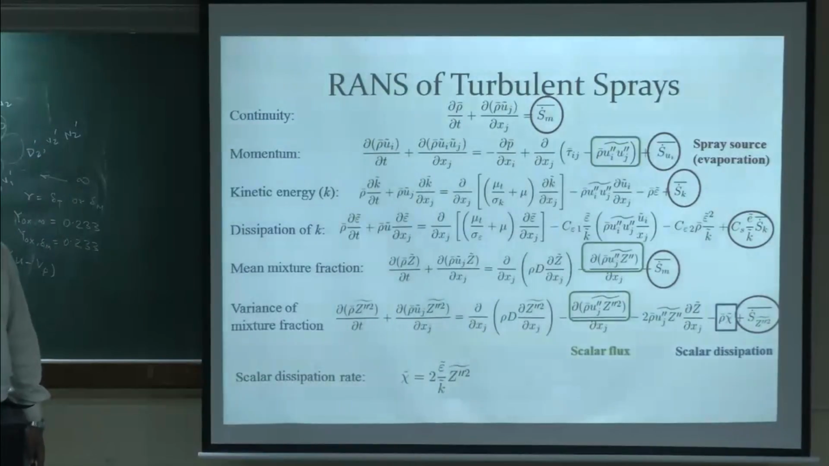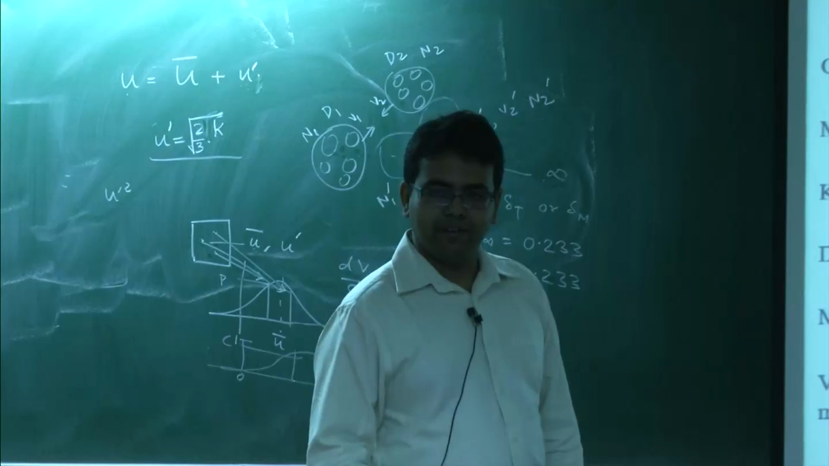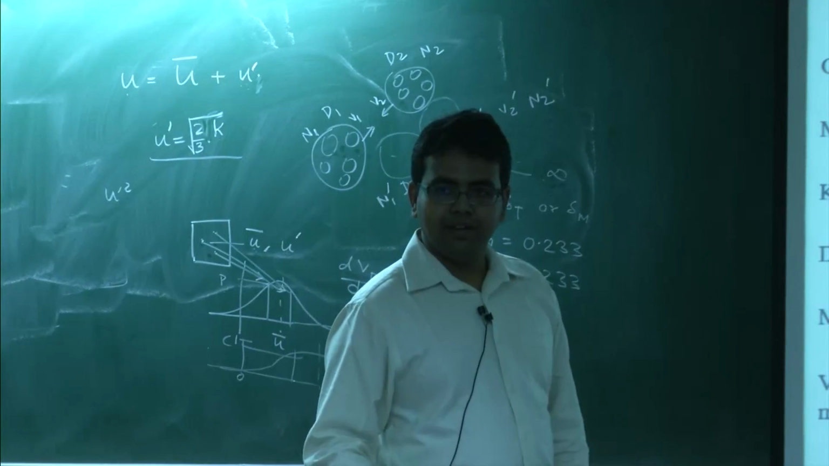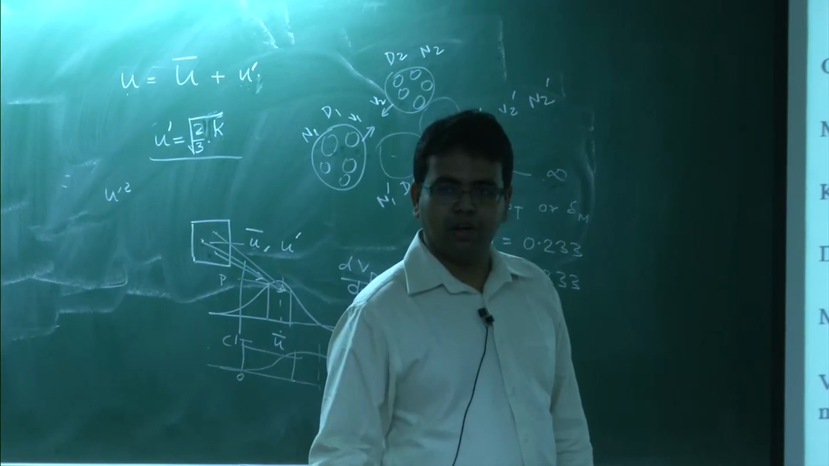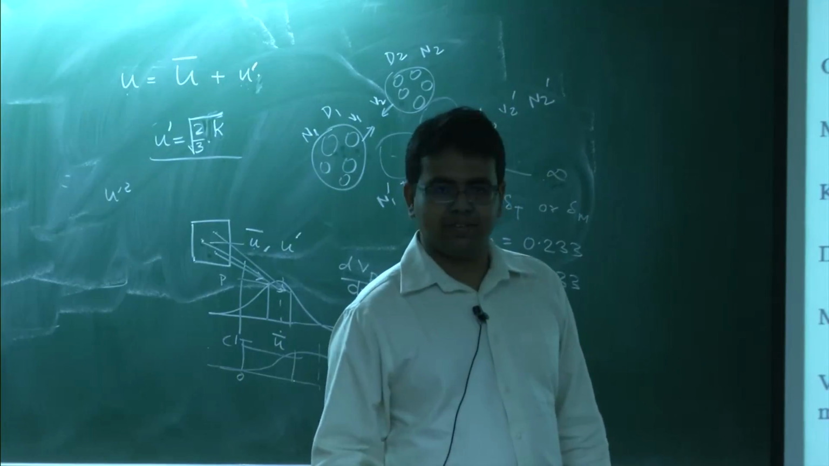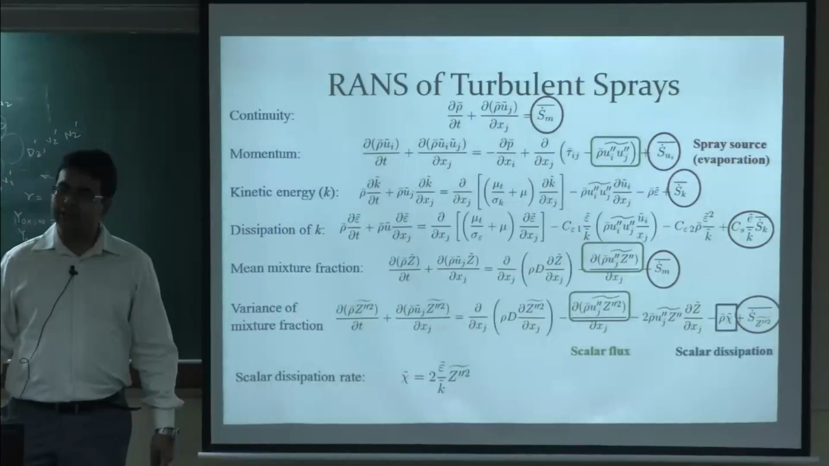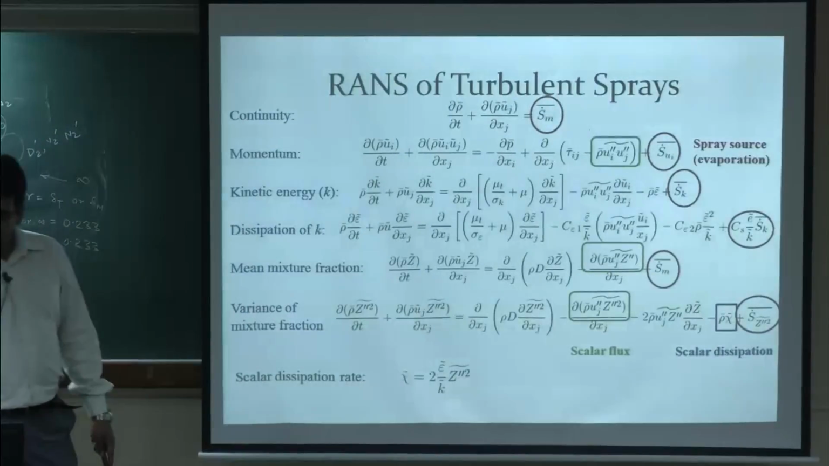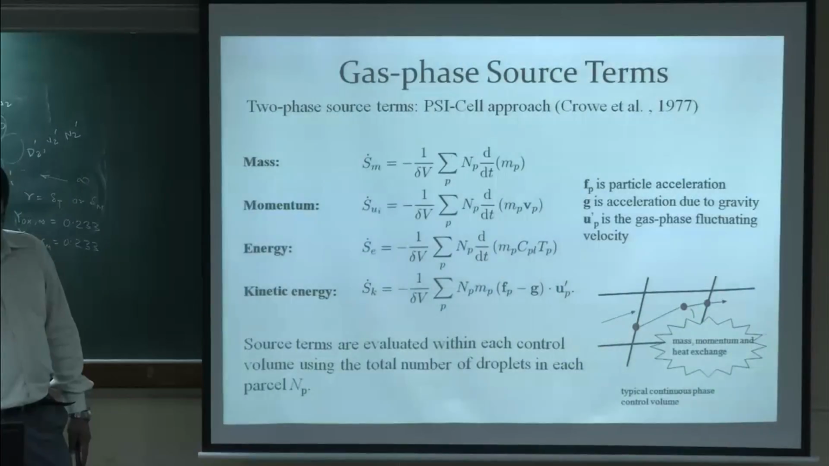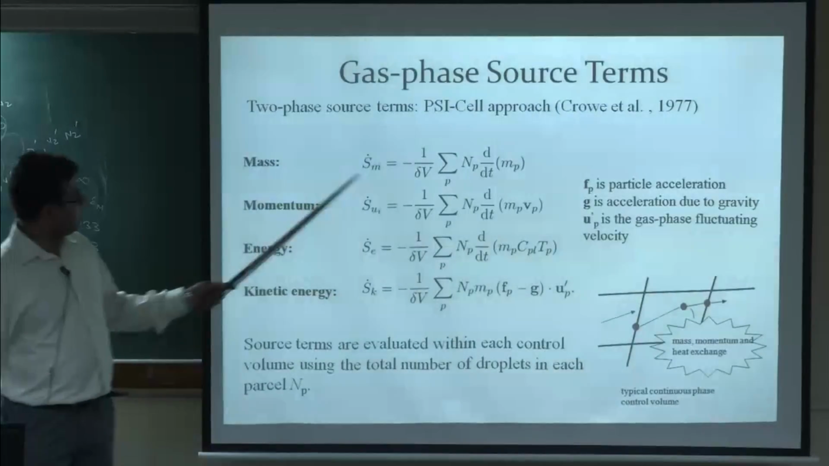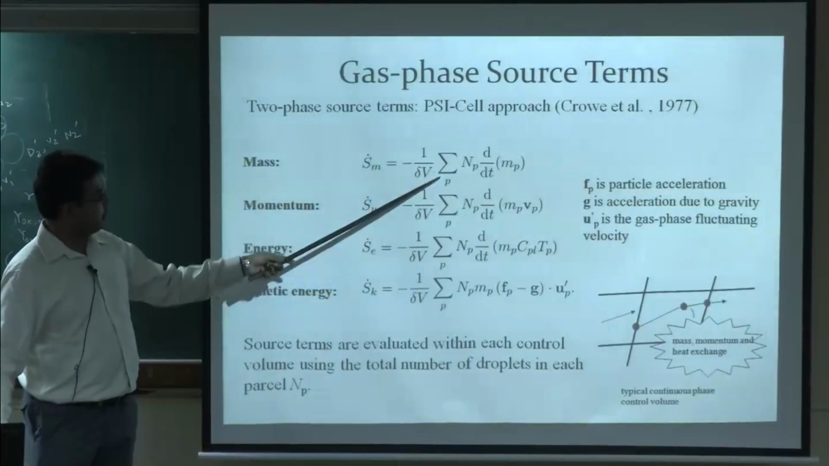The numerical modelers basically change the constant of the dissipation rate, and they try to solve and claim that their result is best. But when we have the liquid fuel, we have more difficulties. Now these source terms you can calculate by averaging over the cell.